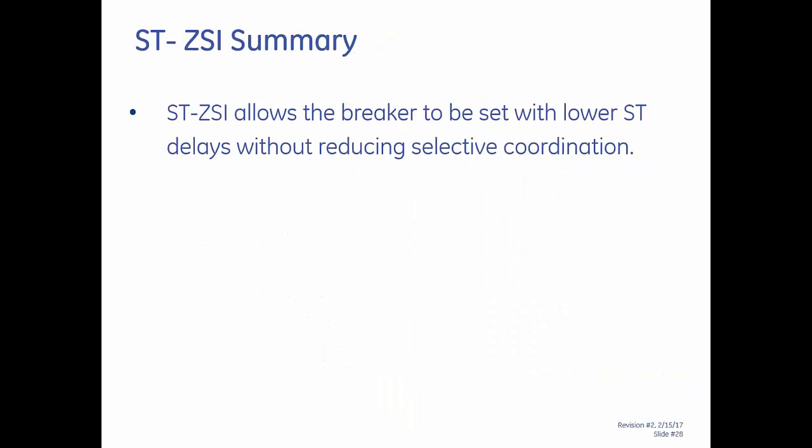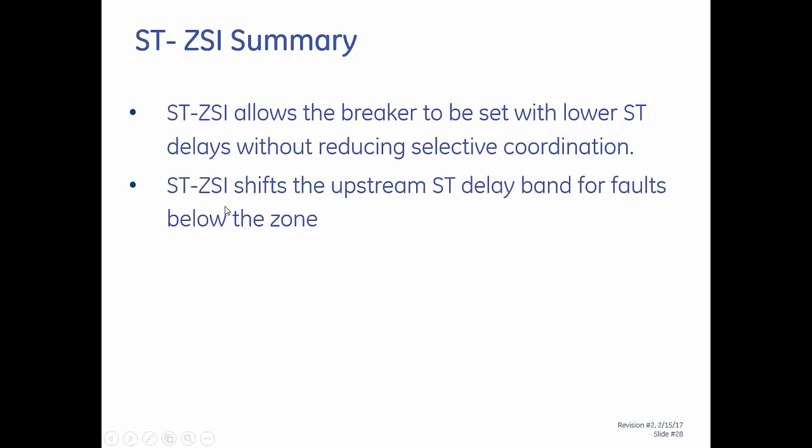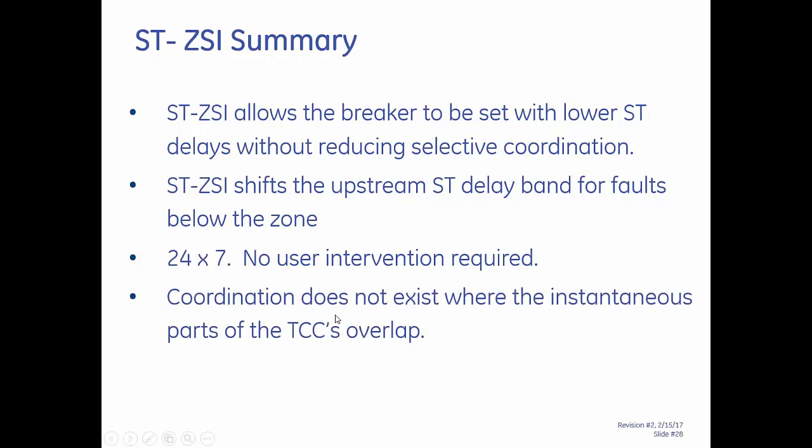All right, so a quick short time and T-ZSI summary. So for short time ZSI, it allows the breaker to be set with lower short time delays without reducing selective coordination. What the short time ZSI does, it shifts the upstream short time delay for faults below the zone. It's a 24/7 setting, no user intervention required, and where the curves overlap in the instantaneous region, it's still uncoordinated.